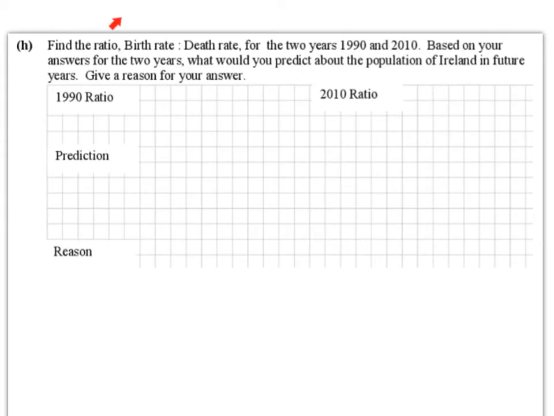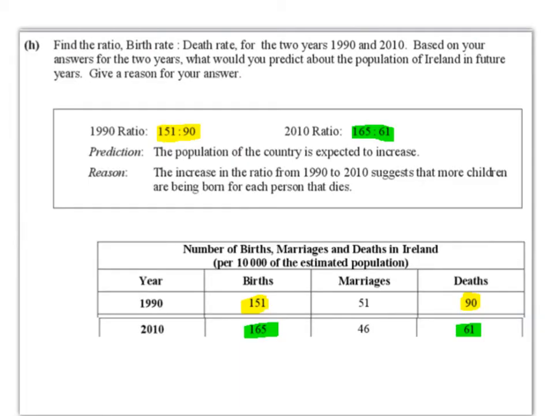H. Find the ratio birth rate to death rate for the 2 years 1990 and 2010. Based on your answers for the 2 years, what would you predict about the population of Ireland in future years? Give a reason for your answer. So we go back to our table again. So this is the year 1990 and the data for 1990. And this is the year 2010 and the data for 2010.